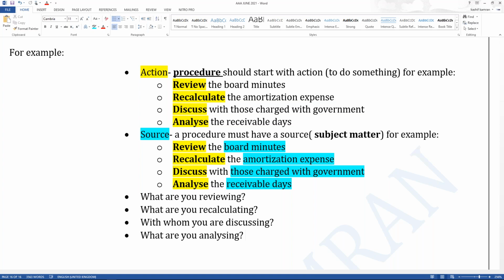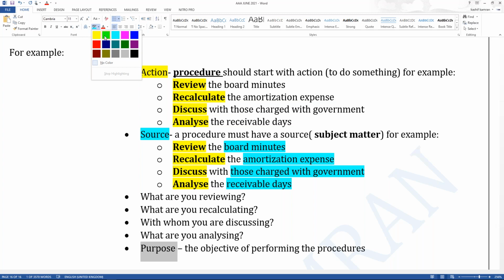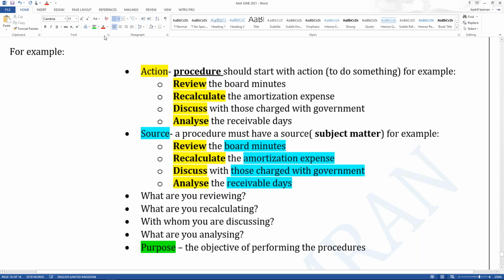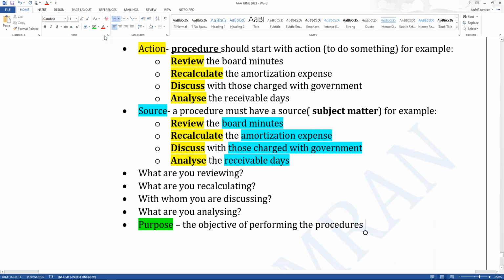Okay, the last thing. So the last thing is purpose. A good procedure should have a purpose. A purpose means the objective of performing the procedures, right? The purpose of performing the procedures. Let's put them in a green color. So what is the objective of performing the procedure?